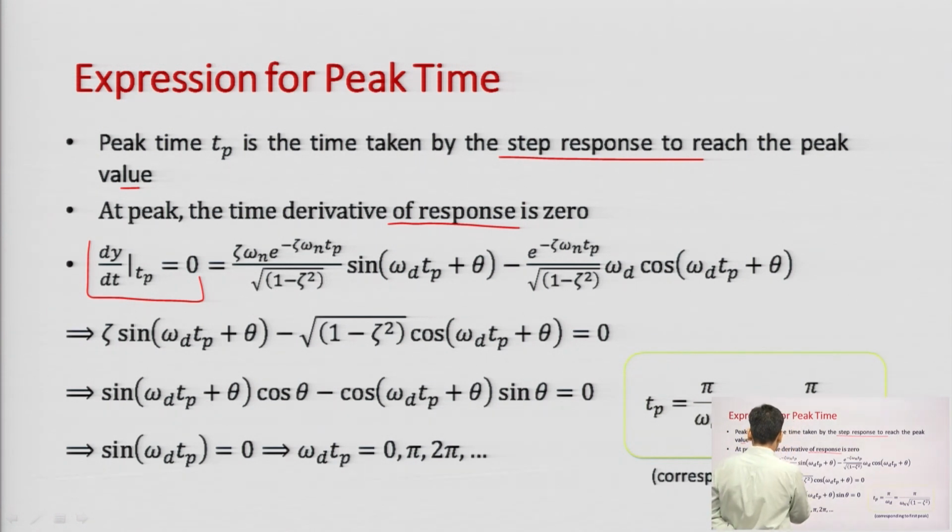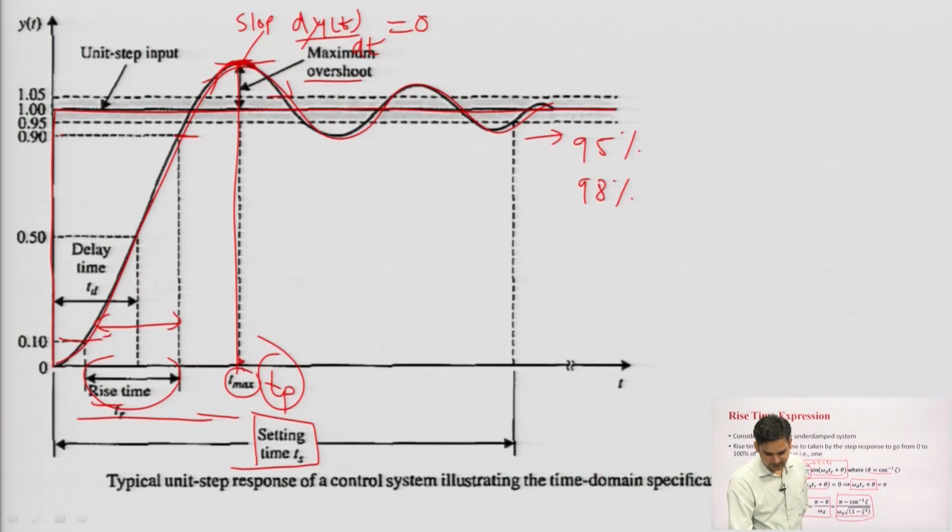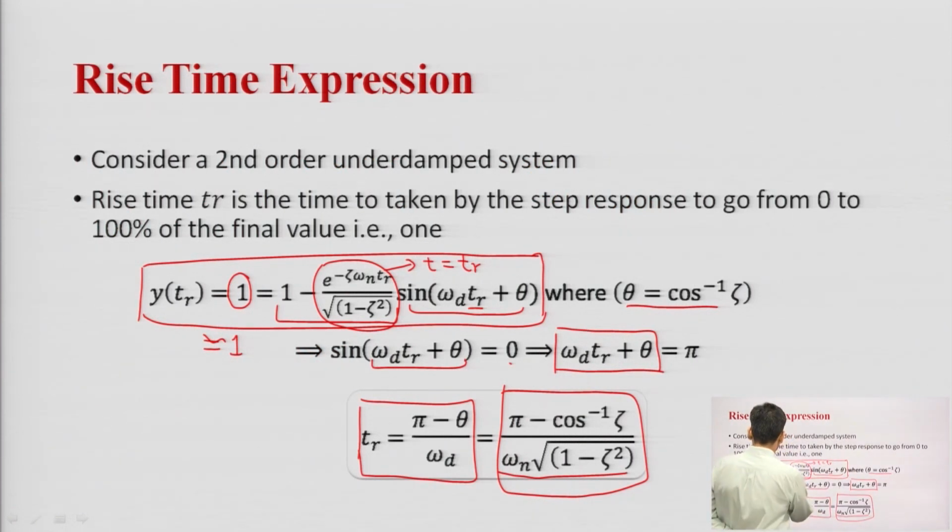Okay. That will become 1 minus zeta omega n. If you see the previous response, I will use this equation y(t) equal to this equation, and I need to calculate the derivative of it, dy(t) over dt. Here 1 is constant, so it will be 0.